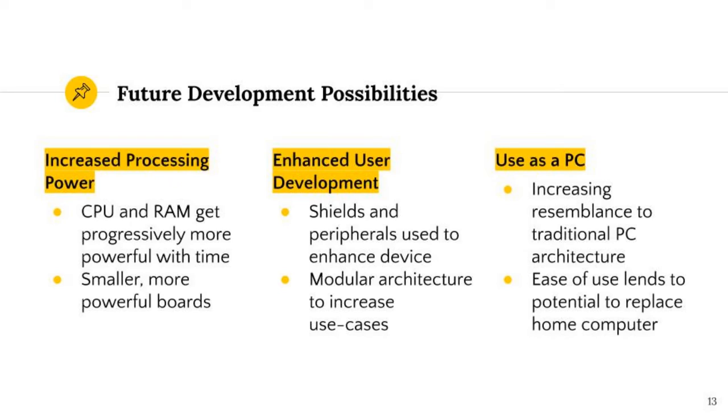Potentially more exciting developments come from the potential for enhanced user development. Shields and peripherals can be used to enhance any of these devices. You can put a Raspberry Pi shield onto a Raspberry Pi and add new hardware functionality that they don't necessarily have. The key area for establishment here is that, similar to these Raspberry Pi shields, competing architectures offer the addition of Arduino shields as well.